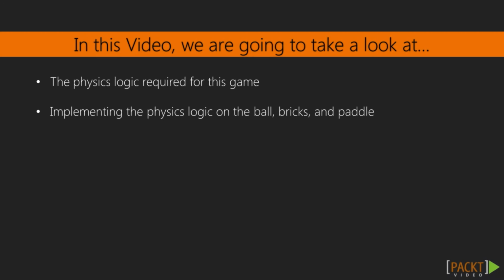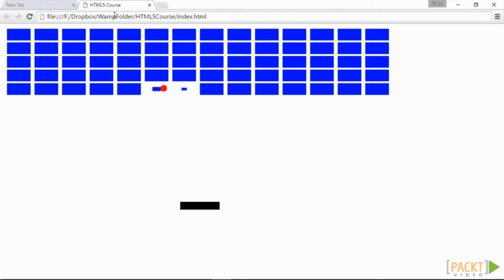Hello and welcome to the video on adding the game physics. We're going to look into the physics logic required for this game, and we're going to implement the physics logic on the ball, bricks, and paddle. In the previous section, we created this demo. As you can see, the ball has an x speed and y speed, and it goes through the bricks without any return logic, without any physics logic. So in this section, we're going to add the physics logic, which is going to give the game a more natural look. If a ball hits the brick, it goes back. So let's take a look at the code.